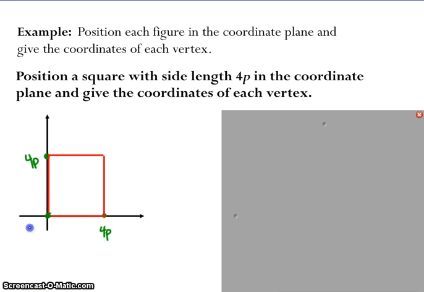So the first point is going to be 0, 0. The next point is 4p comma 0. The point up here is 0 comma 4p, which means that this right hand corner here will be 4p comma 4p.